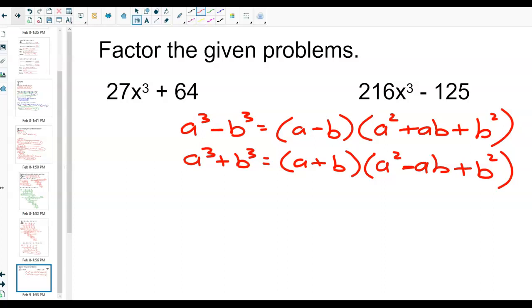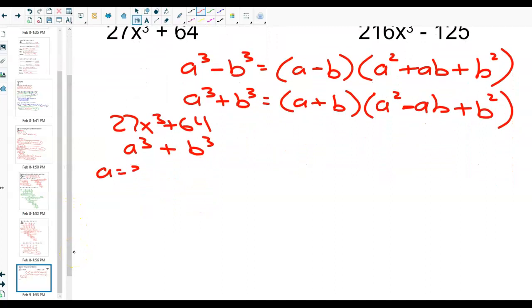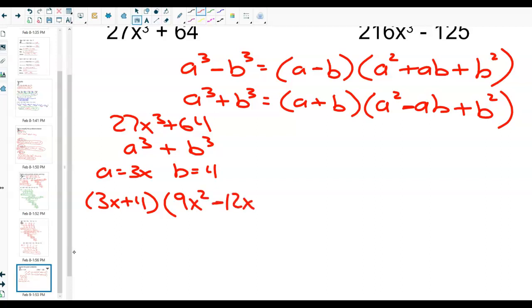This represents 27x cubed plus 64. That represents a cubed plus b cubed. So my a in this case is going to be 3x, and my b is 4. I'm literally just plugging into the a cubed plus b cubed formula. 3x plus 4. Remember, when we square 3x, we square the 3 and the x. Minus 3x times 4 is 12x. And my b squared, always positive, is 16. This is your answer.